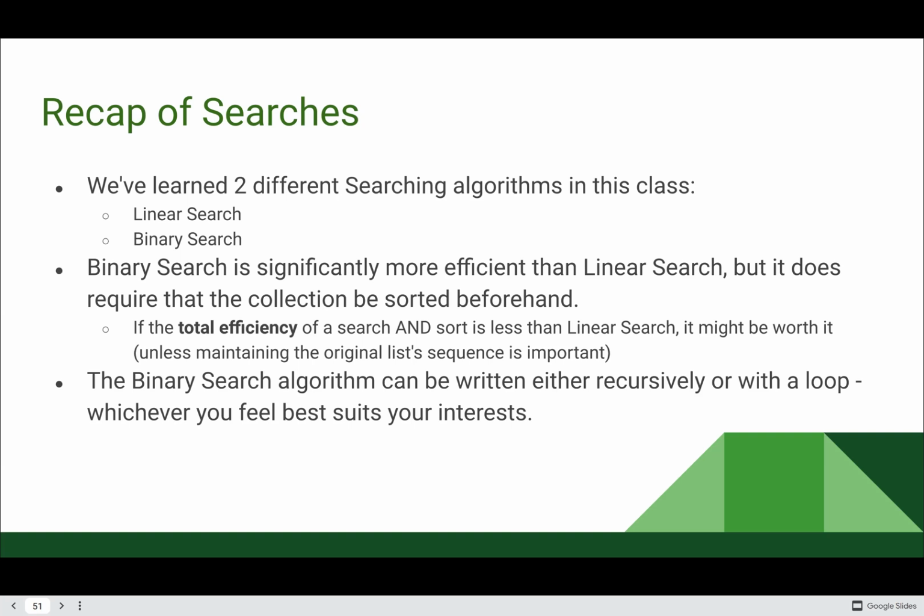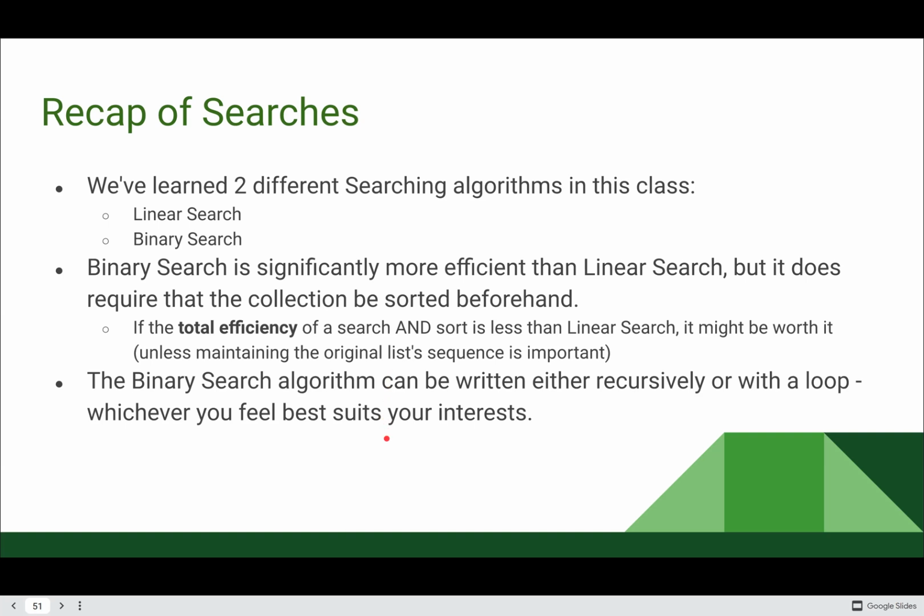Now, something to keep in mind is if our total efficiency of a sort and then a search is less than a linear search, it might be worth it, unless we care about the original list sequence, in which case we might not want to actually sort it and then find something. But if we don't care about the original sequence, if we're just checking if something is present, sorting and then searching might be the best solution from an efficiency perspective.